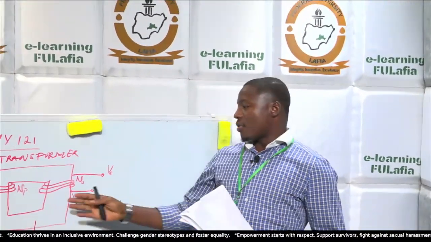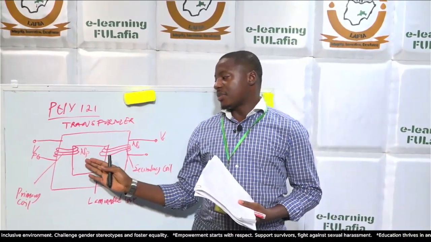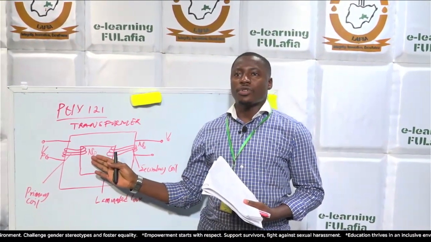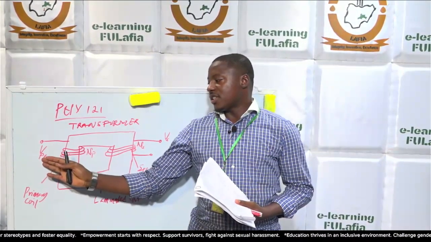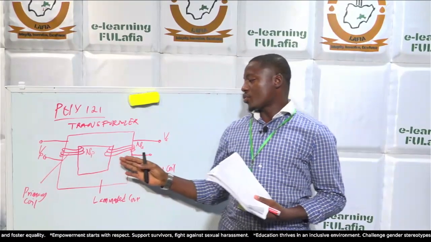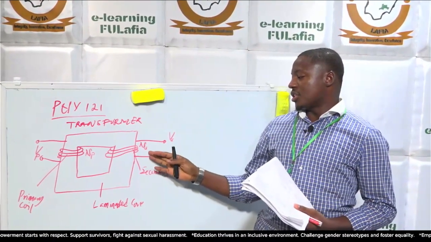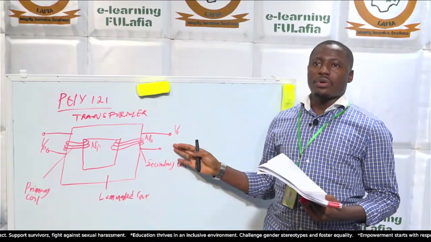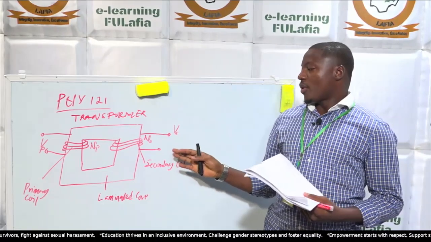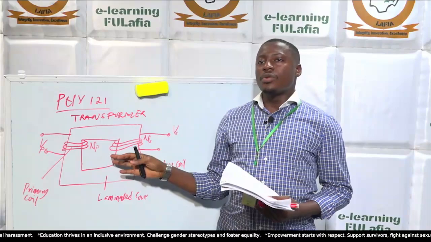In the primary component, we have what we call the number of turns. The NP here represents our number of turns, and then the VP represents our potential difference across the primary. Also, NS represents our number of turns in the secondary, and VS represents our voltage, or potential difference, across the secondary.